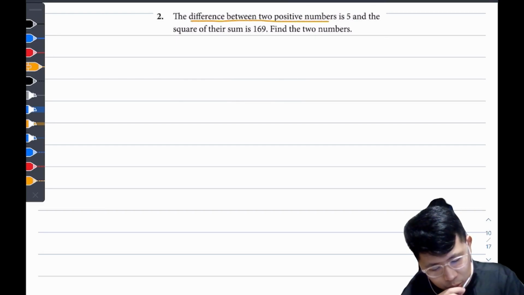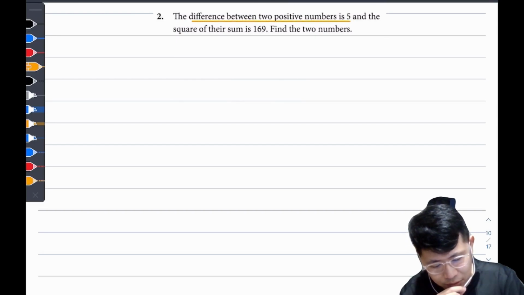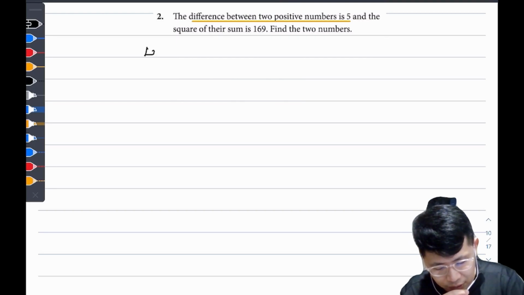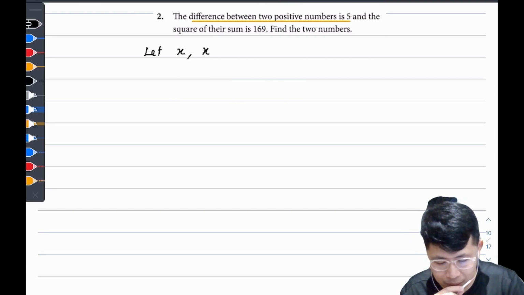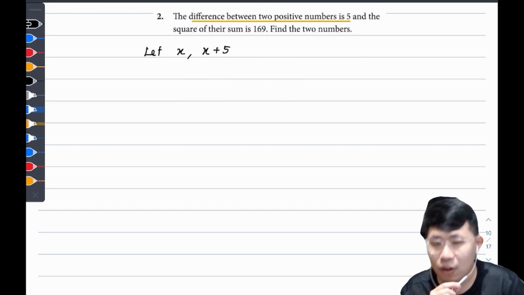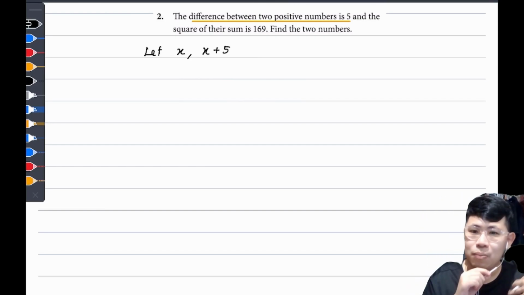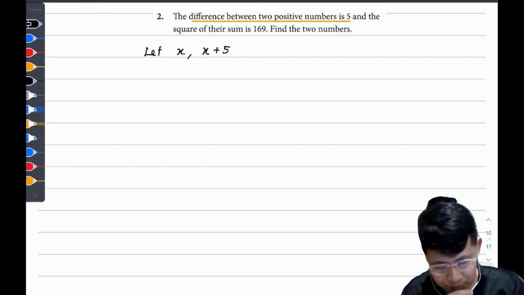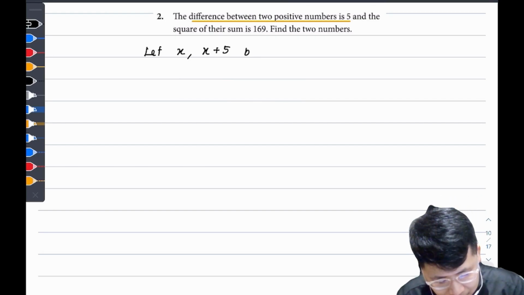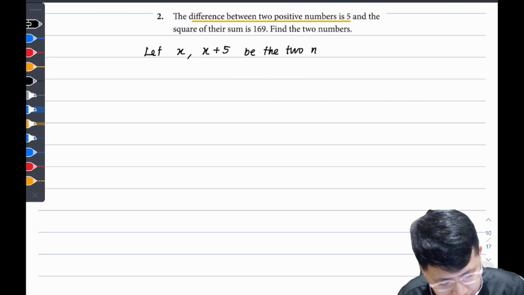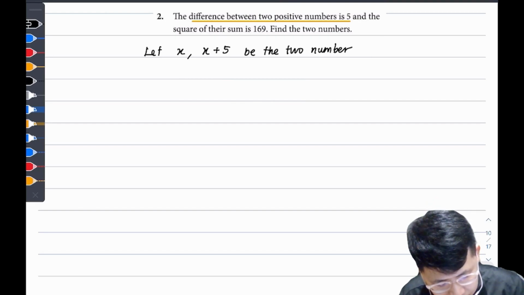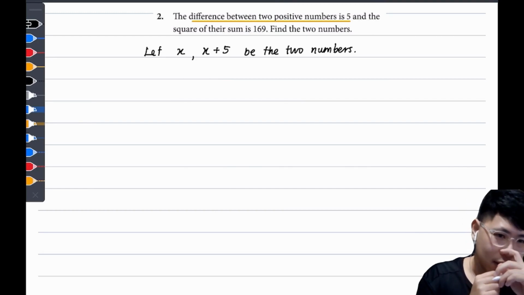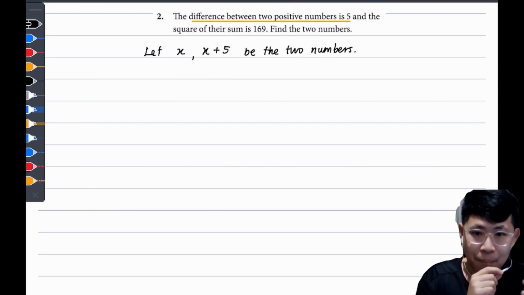The difference between two positive numbers is 5. So if the first number is x, the second number with a difference of 5 will be x plus 5 or x minus 5, up to you. For me, I'll choose x plus 5. So let these be the two numbers. The square of their sum is 169.